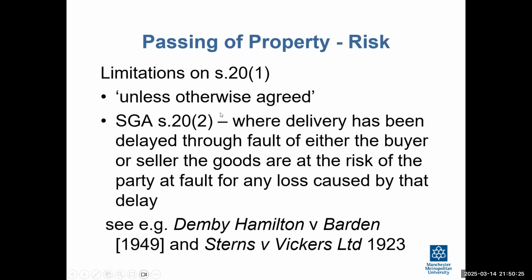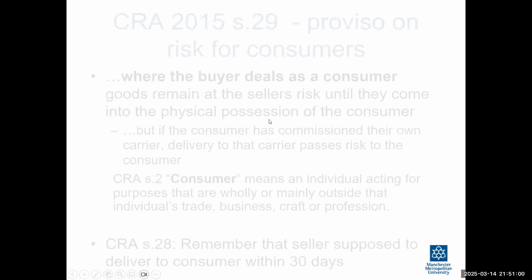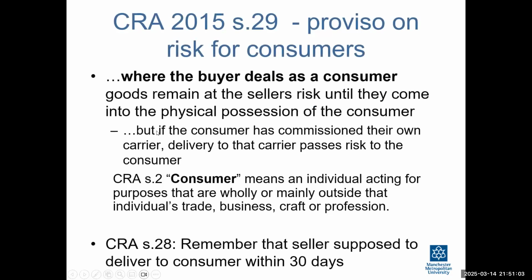But there are limitations which can be found in subsection 2. If there has been a delay that is the fault of one of the parties, it is the party that caused the delay that will be responsible for that. The custodian must also take reasonable care if they don't want to be liable. But remember what I said, Section 29 of the CRA says risk does not pass to the buyer until it's been delivered. So that's straightforward when we're talking about consumers. This is the provision of the Act.